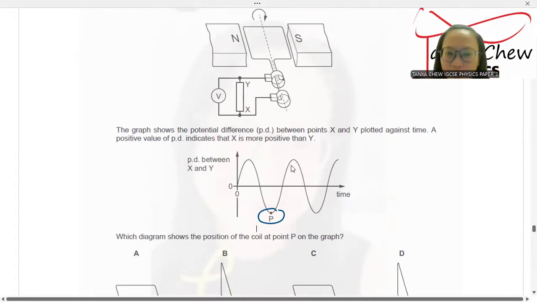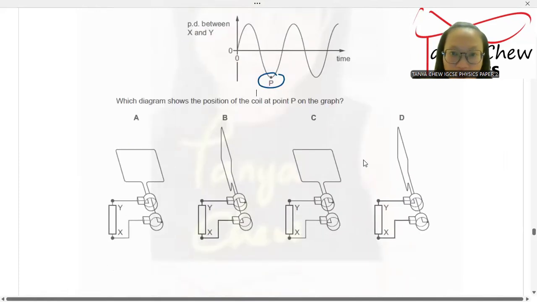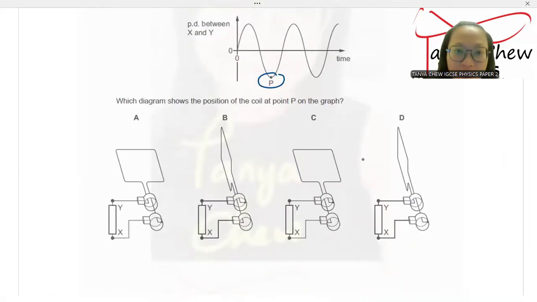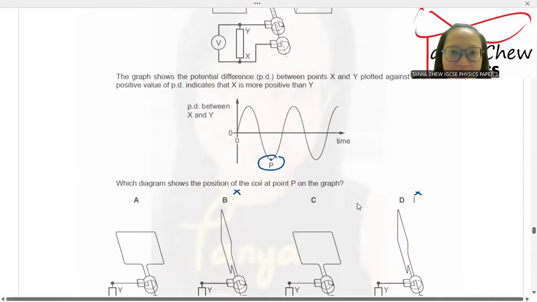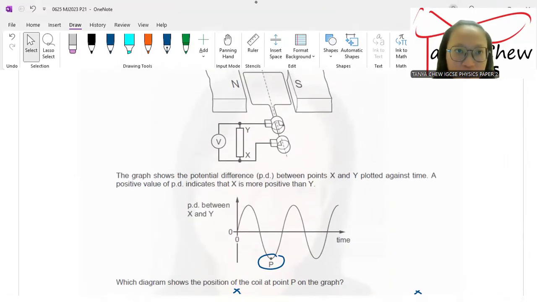So if you want to get maximum PD, the coil must be in horizontal direction, to ensure that the maximum magnetic field is being cut by the coil to induce more PD across X and Y, right? Look at the graph. B and D cannot be your answer because the coil is in vertical direction. Right. Now, between A and C, I want you to pay very, very careful, sharp eyes to see this.